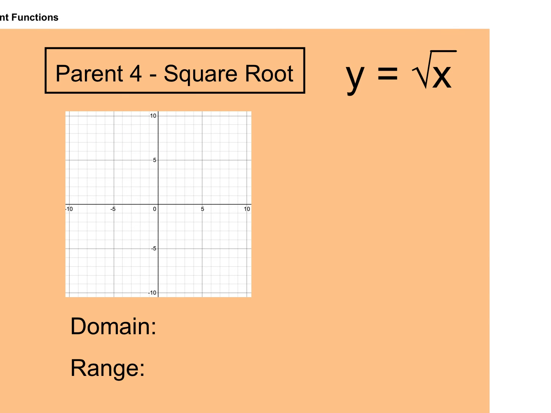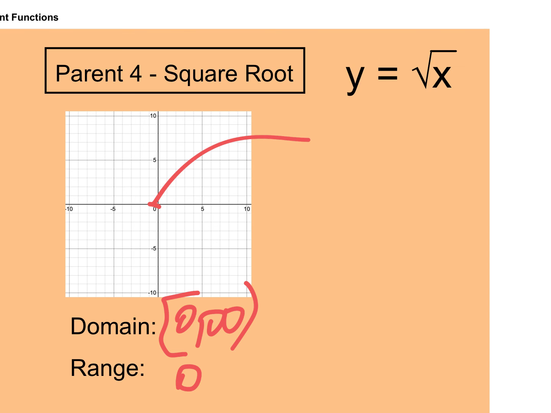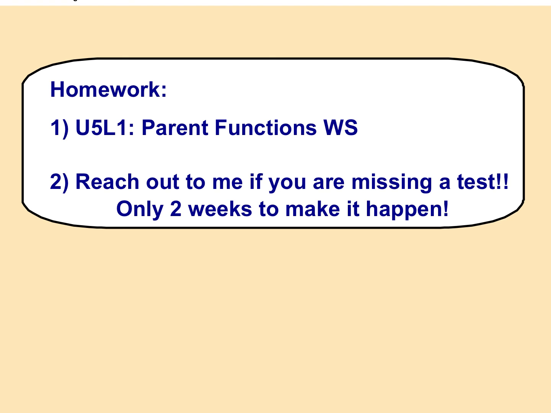Okay. Square root. That one, domain is from 0 to infinity. Touches 0. Range, also 0. That's how low it goes. 0 is the lowest it goes. And it keeps going up and that way, so it goes to infinity. So there's a little review. And you have a worksheet.